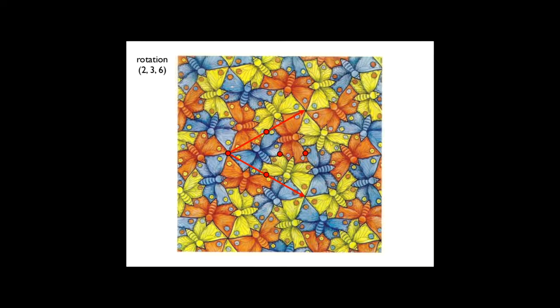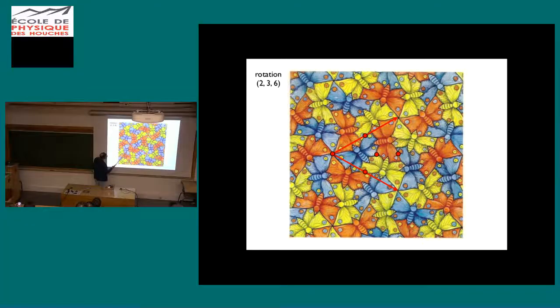okay? Here's a print that has translation symmetry, as all of them do, but it also has rotation symmetry, and the centers of the rotation symmetry are shown here. This center has sixfold rotational symmetry because if you rotate by 60 degrees, this wing maps to this wing, this wing maps to this wing, etc. Okay, this center here is a center of threefold rotational symmetry, and this a center of twofold rotational symmetry. Okay.